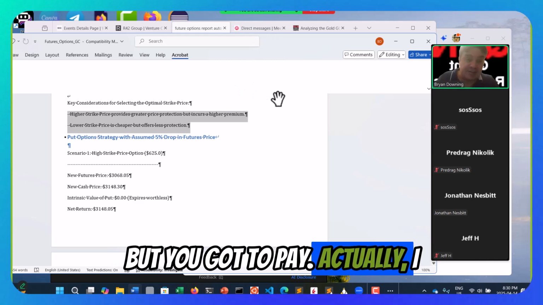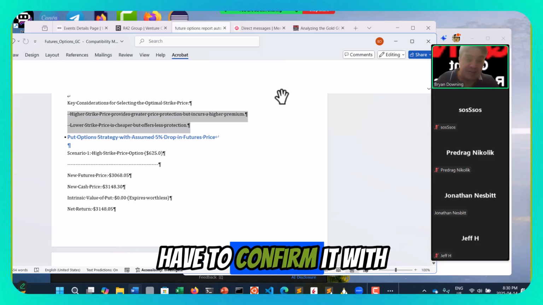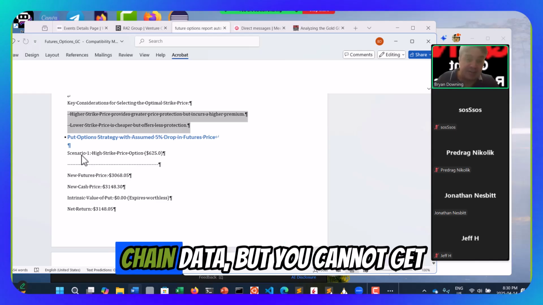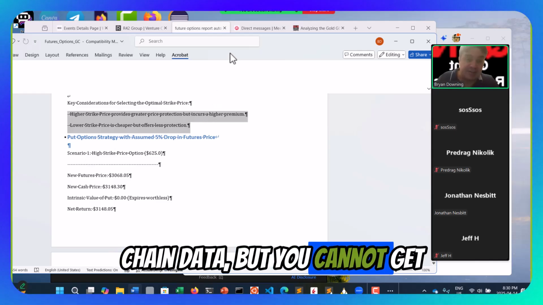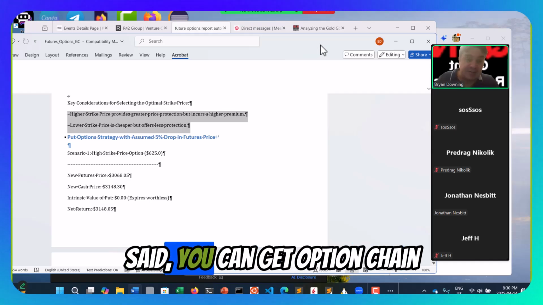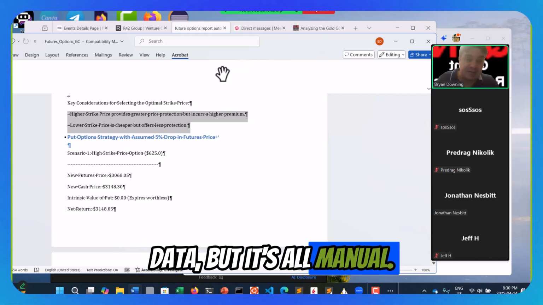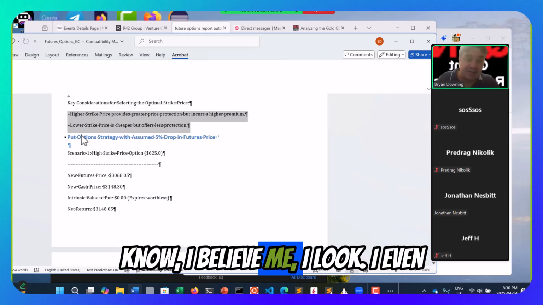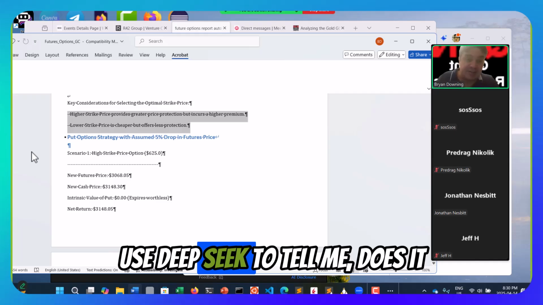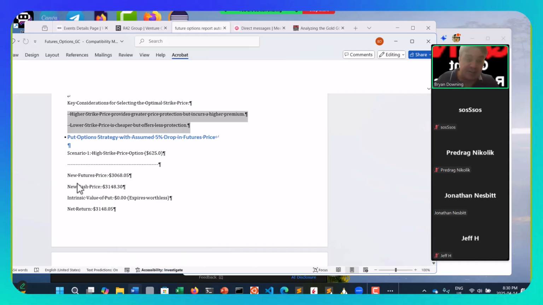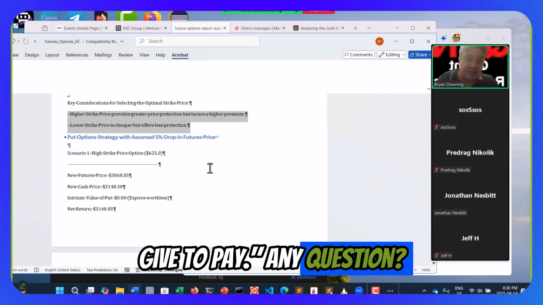Actually, I have to confirm it with Interactive Brokers, but I do know they have some option chain data, but you cannot access it from a systematic point of view. As I said, you can get option chain data, but it's all manual. There's no API for it, as far as I know. Believe me, I looked. I even used DeepSeek to tell me if it exists, and it said no, not publicly available. You have to pay. Any questions?